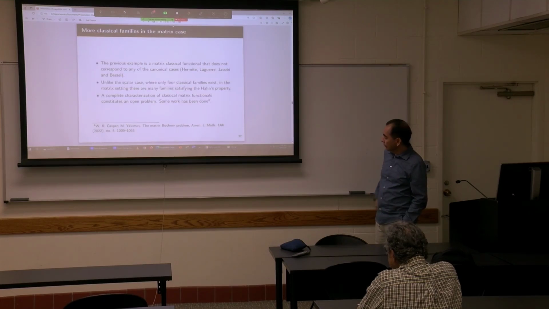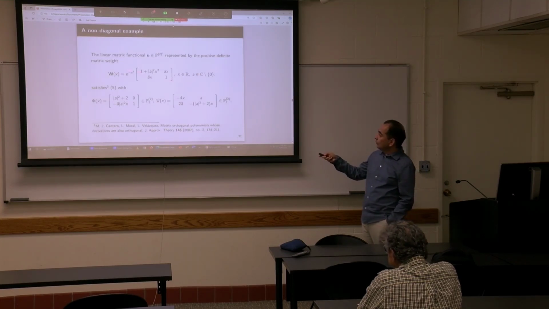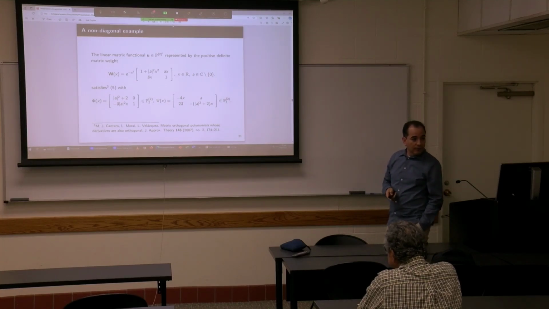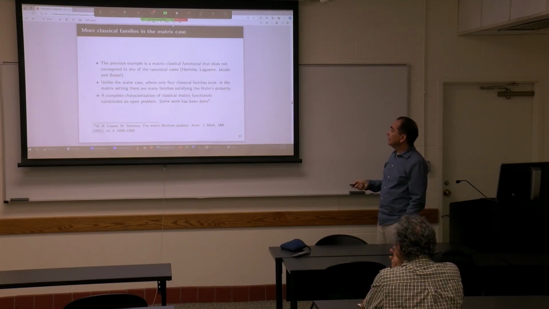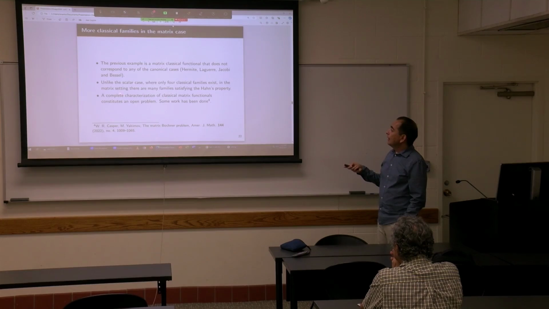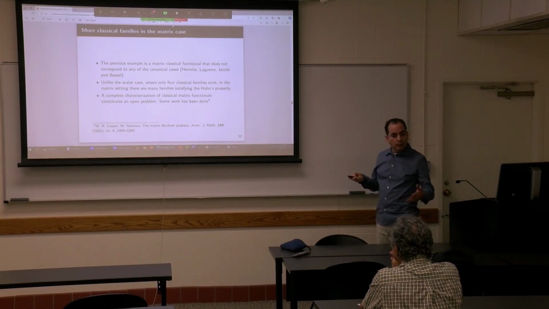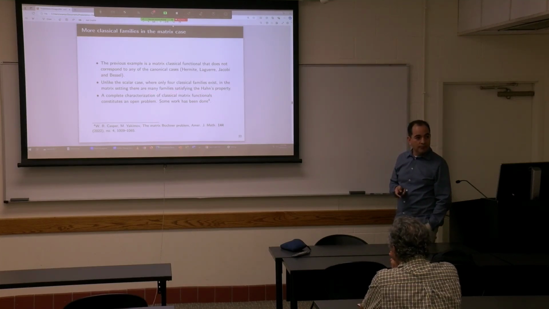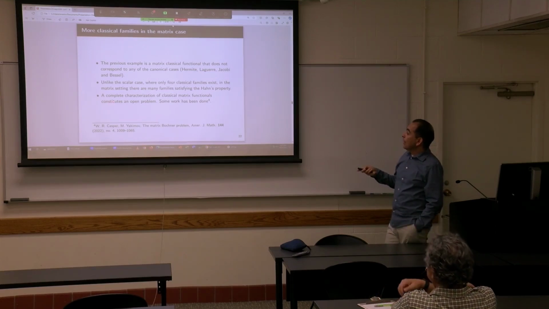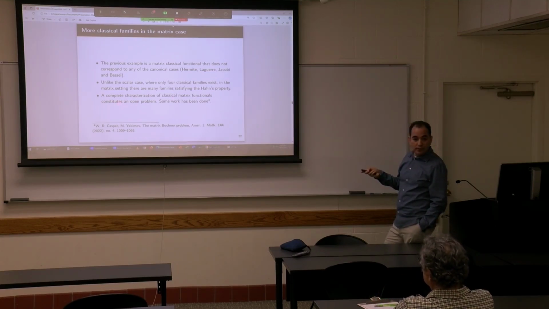Now, in this situation, you can show that the orthogonal polynomials with respect to this weight are not diagonal. And they don't fit in any of the previously known categories. They are not Jacobi, they are not Hermite, they are not Bessel, they are not Laguerre. This is something else. So that means that unlike the scalar case, when we only have 3 or 4 families, depending on if you count Bessel or not, there are actually many families satisfying this Hahn property. Many classical families that are not the original scalar ones, right? So a complete characterization is actually an open problem.